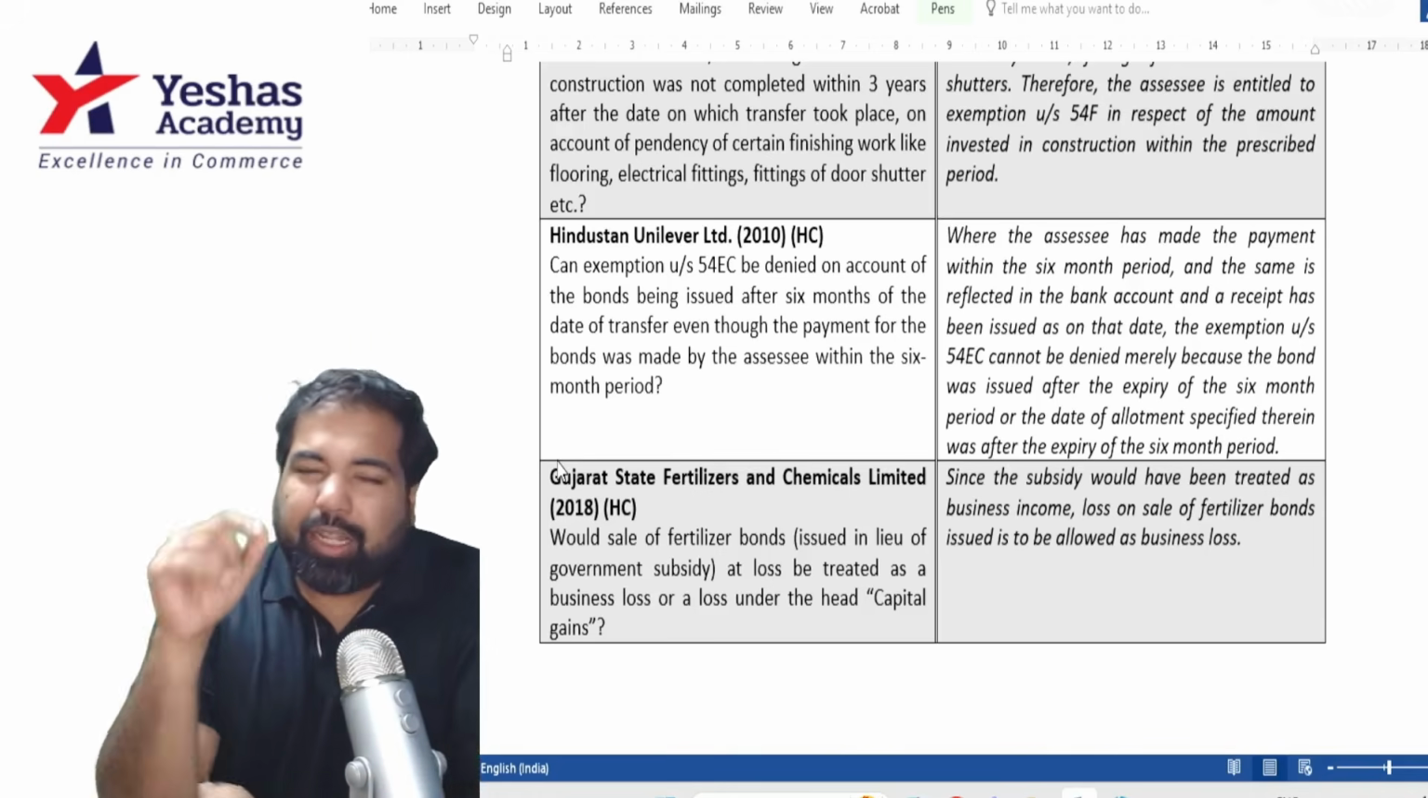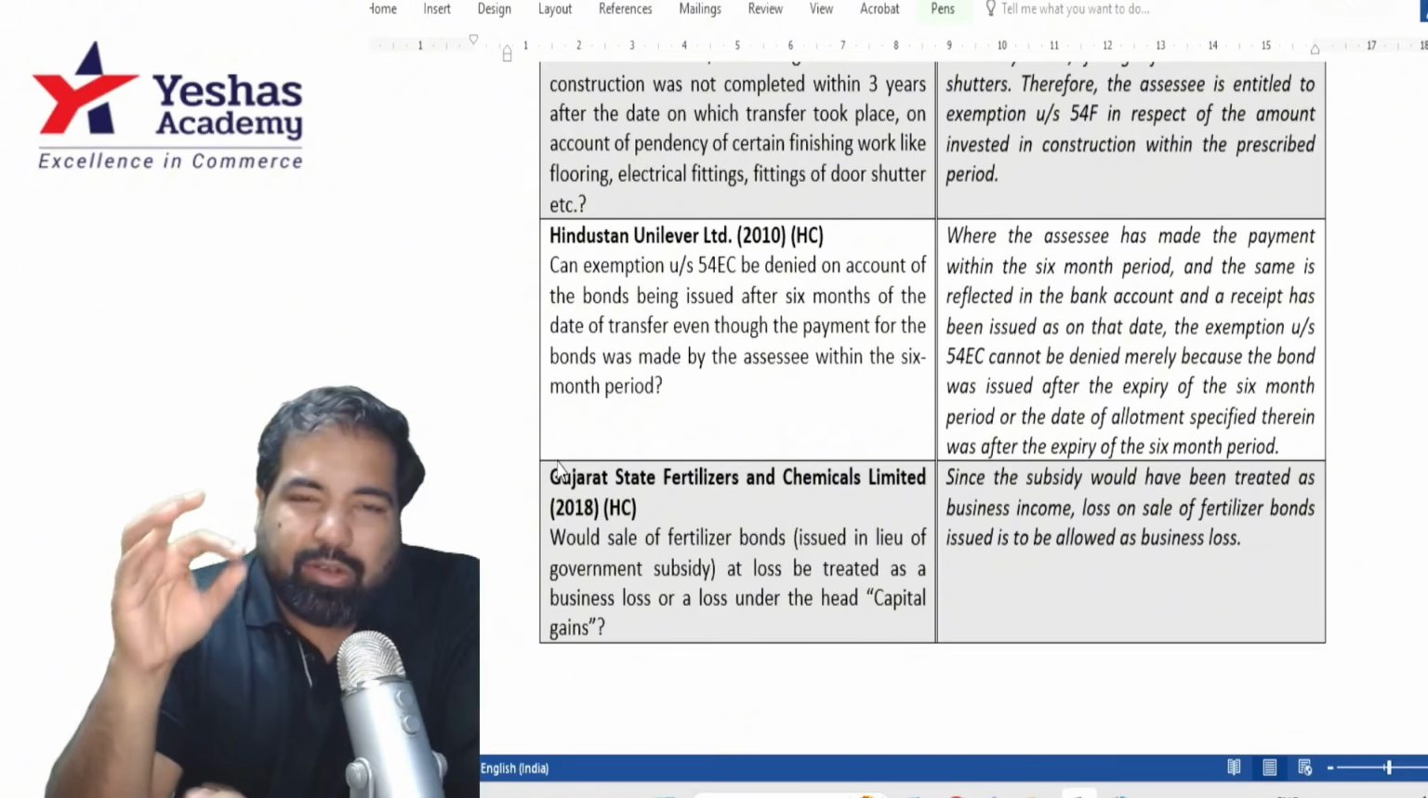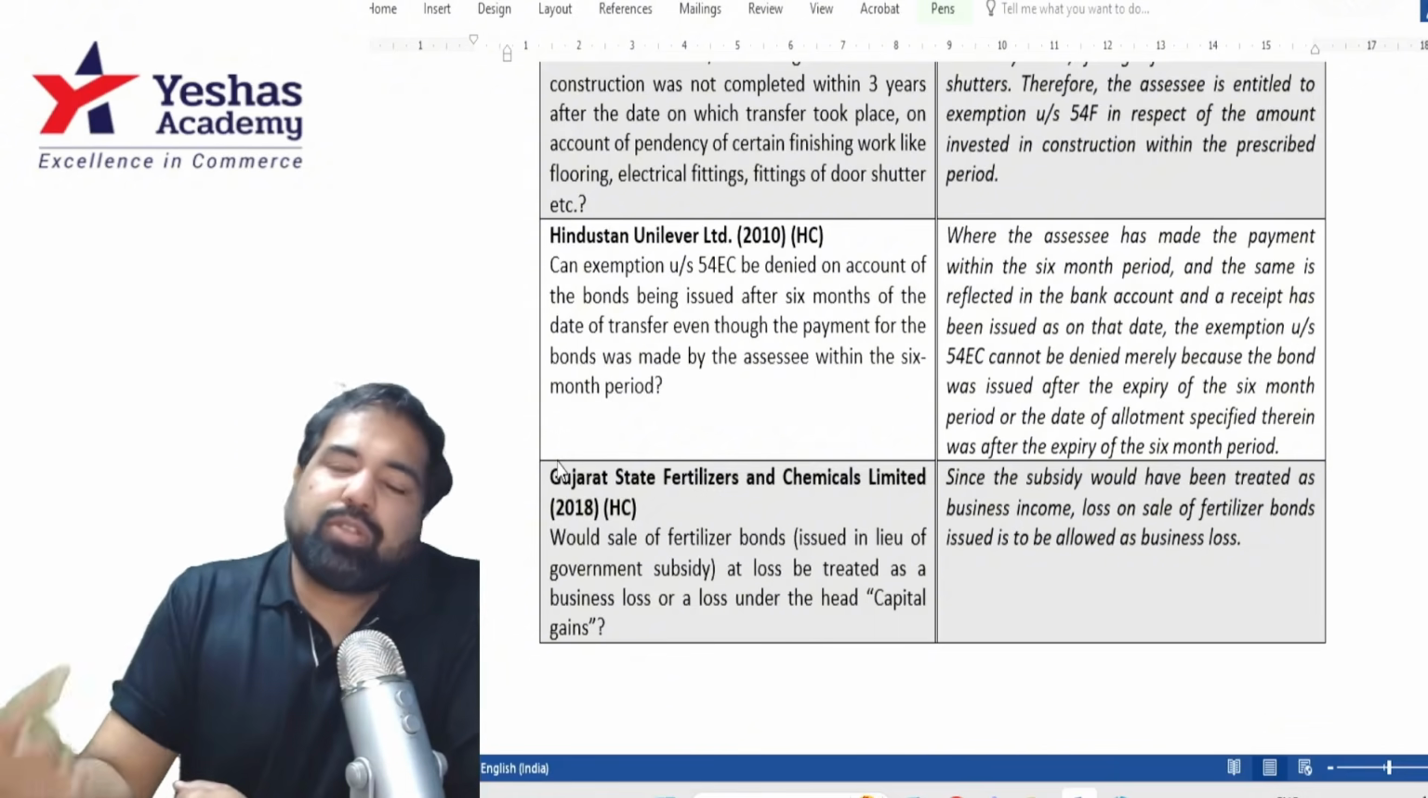So this is my chapter on capital gain. We discussed the concept, we discussed the case laws. You can now go over to the questions, and the more questions you do, the better it gets.